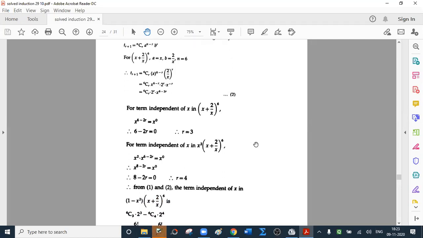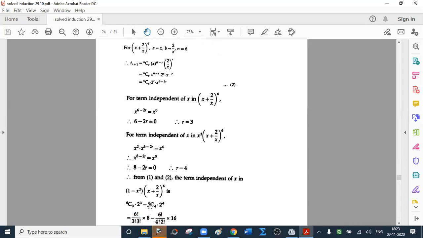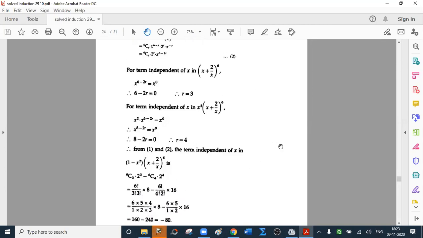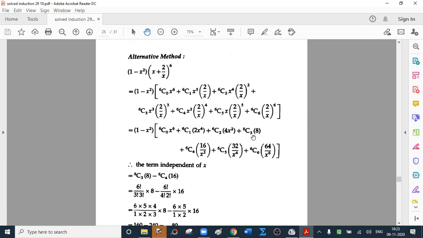So it is 6c3 2 cube minus 6c4 2 raised to 4. Simplify that. That gives you 160 minus 240, that is minus 80. So this is the first method.